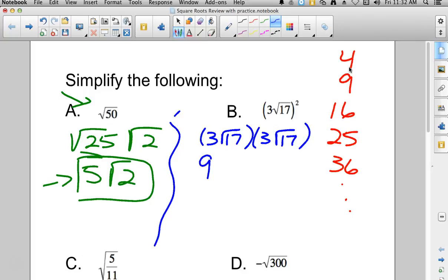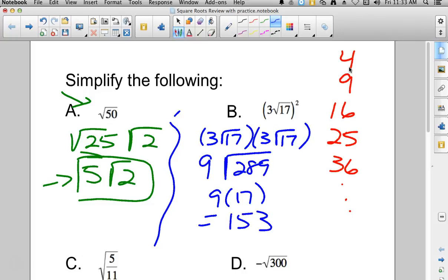And then the square root of 17 times the square root of 17, well, we could always take 17 times 17 if we want to, and get 289. But it's going to be the square root of 289, because it's the square root of 17 and the square root of 17. And then we go, wait a minute, square root of 289 is 17. So my answer is just going to be 9 times 17. There it is. Now that's one way to do that problem. Let me show you the other way.